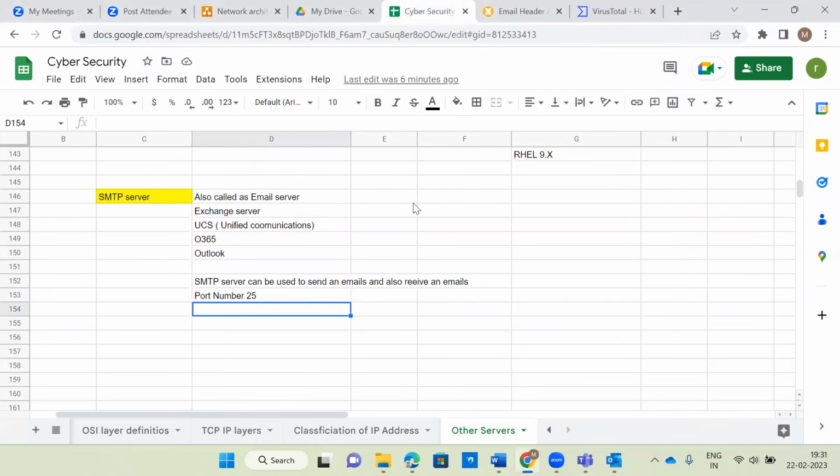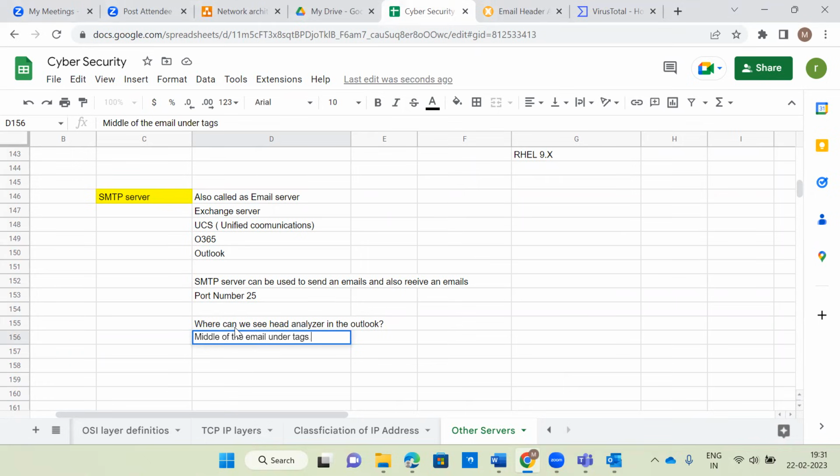Now you are aware, right? Where can we see the header analyzer in Outlook? Under the Tags tab, in the middle of the email, click the down arrow, then Message Options. That is the down arrow.